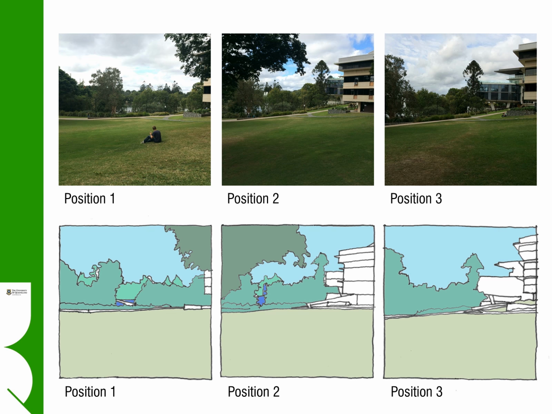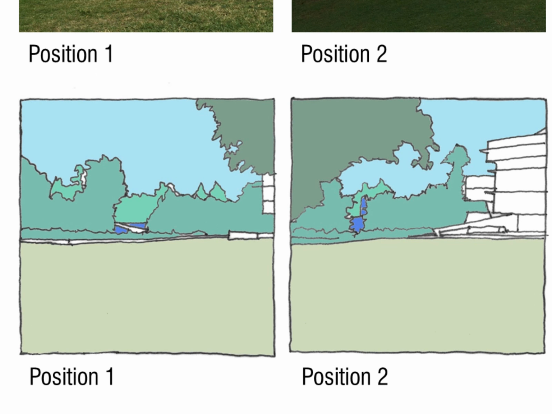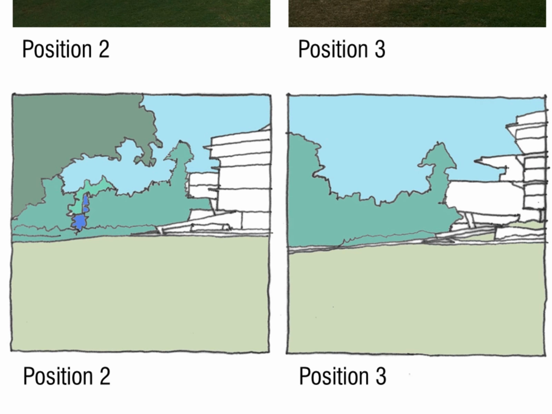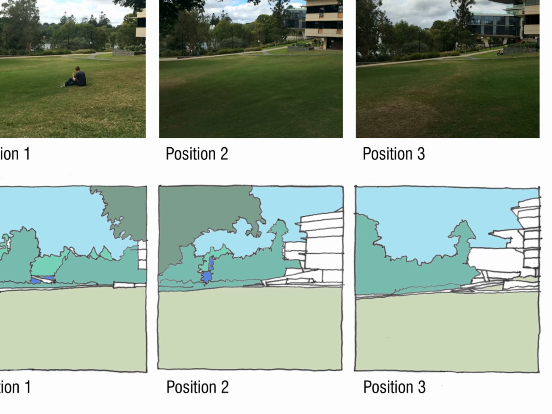In this instance, position 1 and 2 have a nice balance of foreground, middle ground, and background elements. Position 2 also manages to get a glimpse of the fountain. Position 3 demonstrates a flatter composition dominated by middle ground elements, which is perhaps a less interesting view.